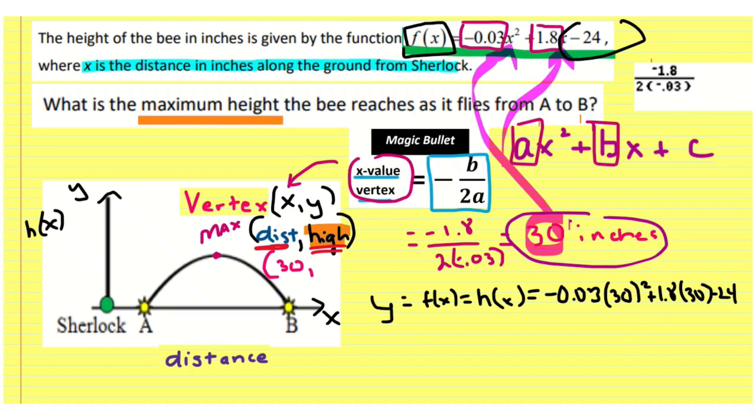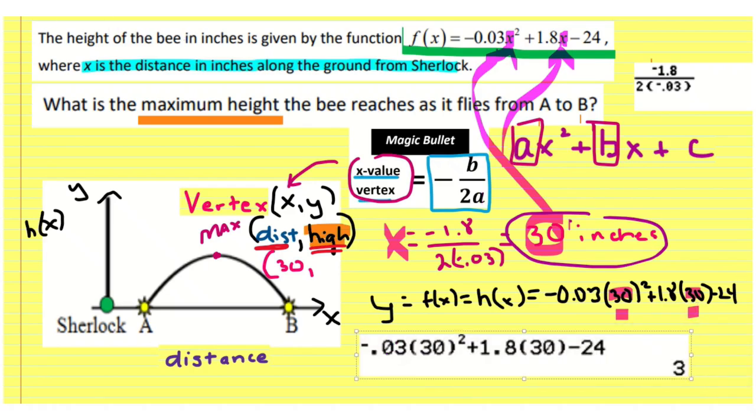So you see, I took the 30, that was my x value of my vertex, and I put it into my function. So there is 30 everywhere there was an x in my function. Okay, so everywhere that there was an x value in my function is where I put the 30. When I put that in my handy dandy calculator and crunch all that out, that gives me a y value. My y value of the vertex is equal to 3.